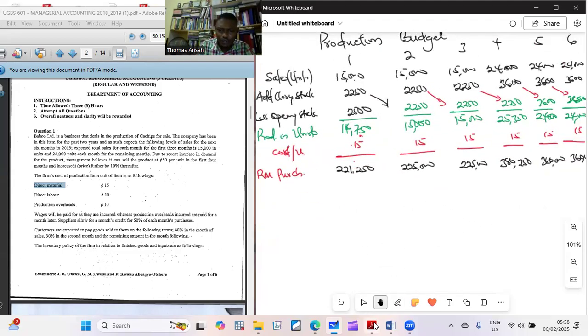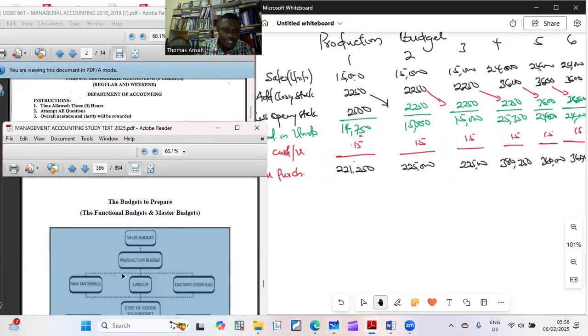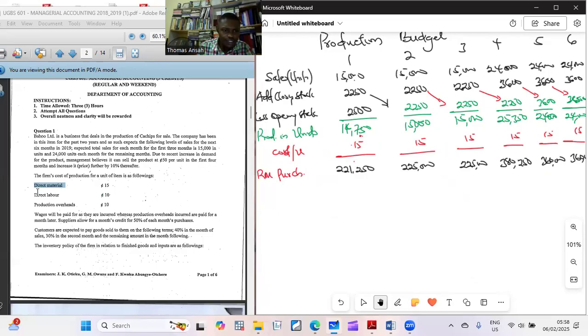But because, like the graph that I showed you, it doesn't end there. We will need the labor and we will need the overhead. So the labor is given as 10 cedis per unit. But in some other question, you have to go and work it. So wages. So what did they say? It is paid, all right, in the month. So the same month, it is paid in the month. So when you are doing that, the production, you have to add the wages thing. And the wages, per the question, is 10 cedis. Because this is not the cash budget, we are just doing the production budget. We just multiply.